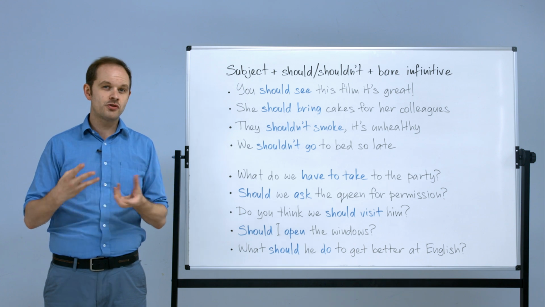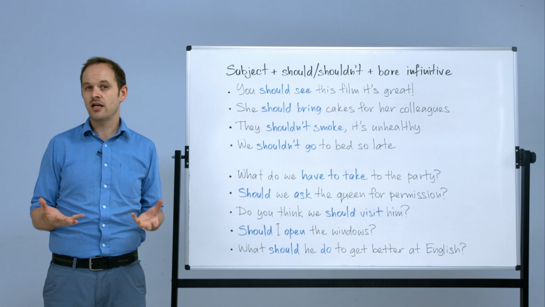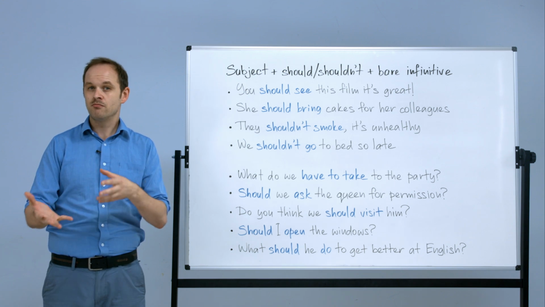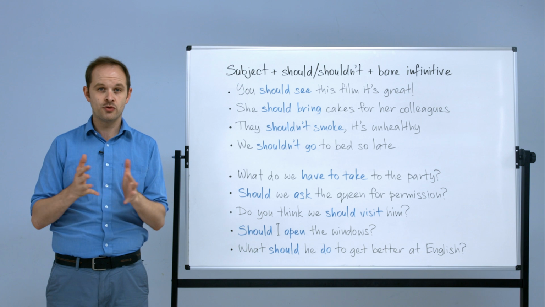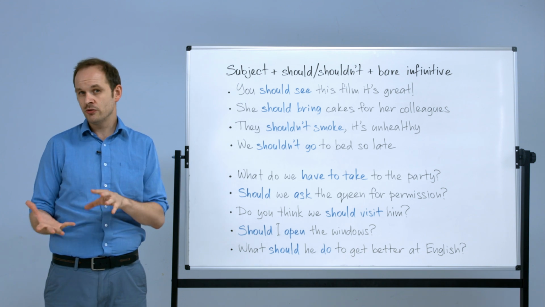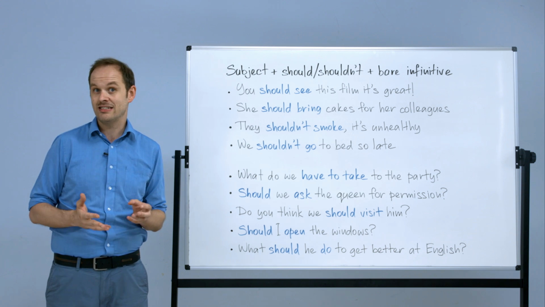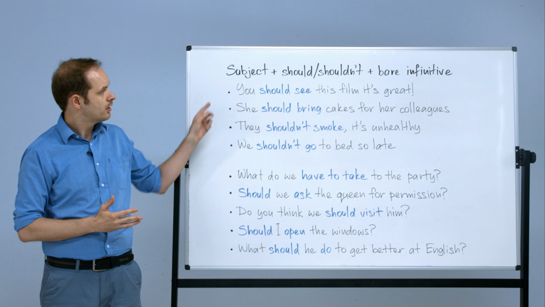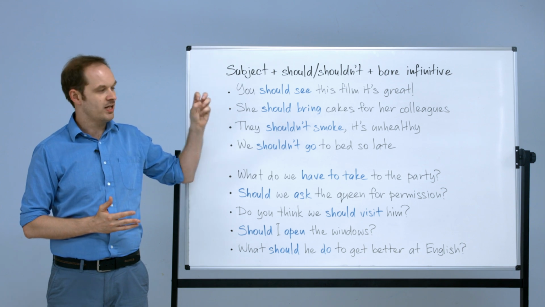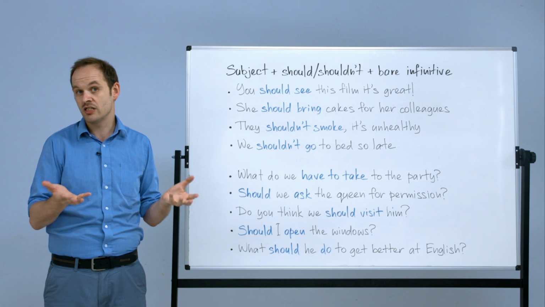Now, if we want to talk about obligations in a slightly weaker way, that is to say, the person has more of a choice whether they do this thing or not, we use should. Should is often used for advice, but we can also use should in terms of saying whether or not something is a good or bad idea. For example, you should see this film. It's great. Strong recommendation. Now, maybe this person will or won't see the film.